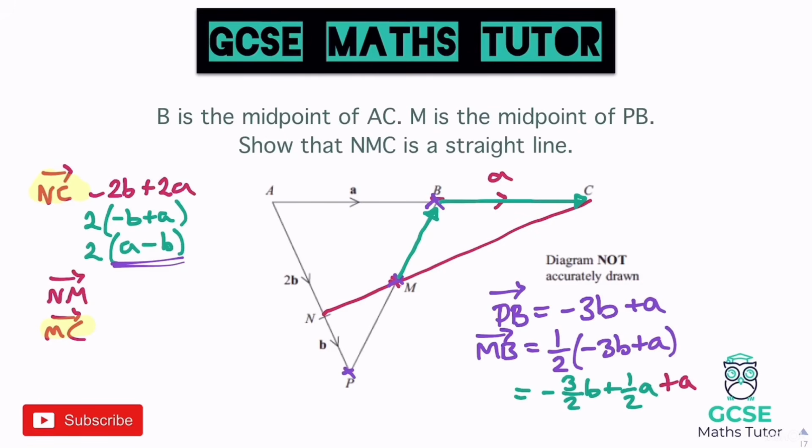So we have minus 3 over 2b, I'm going to write this over here, that's not changing. So we've got minus 3 over 2b, and then we've got half a, add an a, and that gives us 1.5a, or another 3 over 2a. There we go, 3 over 2a. So let's write that down over here. We have minus 3 over 2b plus 3 over 2a. So that is our vector there to get from M to C.